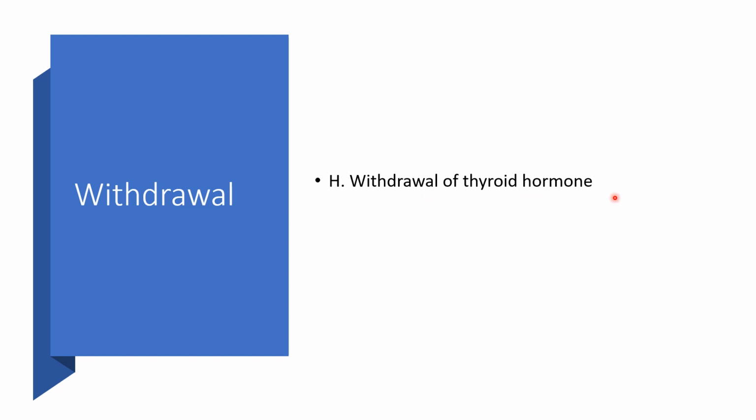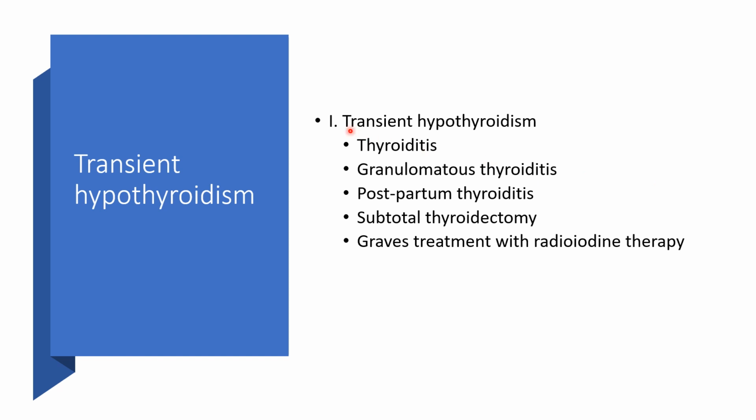Withdrawal of thyroid hormone might be inadvertent, or for many reasons someone will suddenly stop taking the thyroid hormone, might be depression or dementia or abuse, then it can lead to hypothyroidism. Transient hypothyroidism can occur in thyroiditis. There's inflammation, and later on the inflammation will subside. In granulomatous thyroiditis, in postpartum thyroiditis, in subtotal thyroidectomy, and Graves that is receiving treatment with radioiodine therapy.